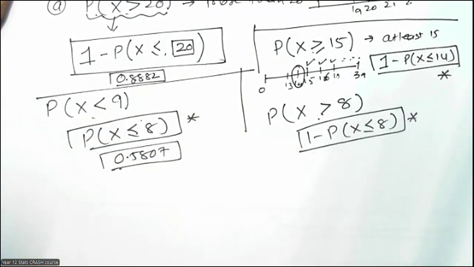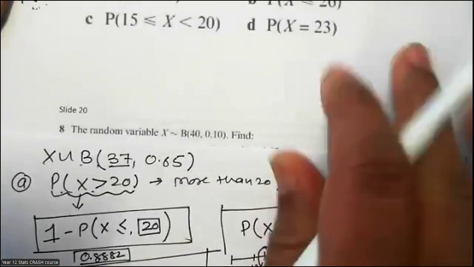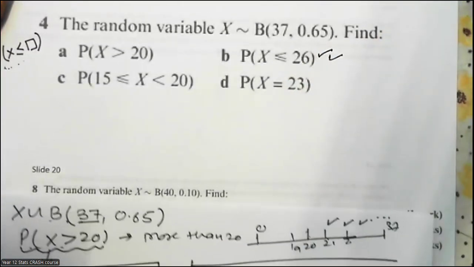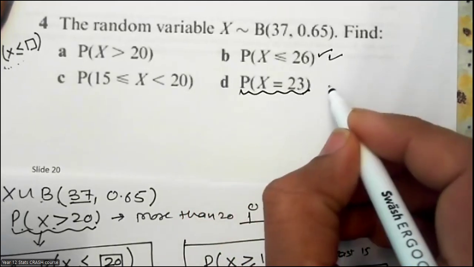Obviously, these questions are from the book, so you can always check that, okay? That's the first bit done. Well, this is straightforward. I'm expecting you to do that yourself, okay? Part D is different because this is equal to, so what do I do in this way?